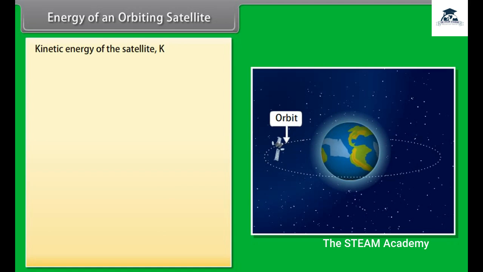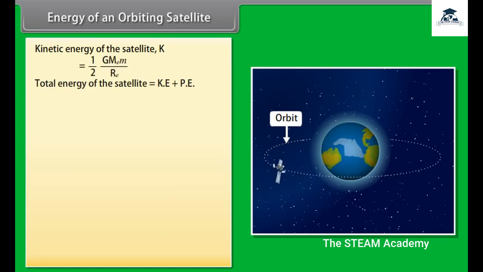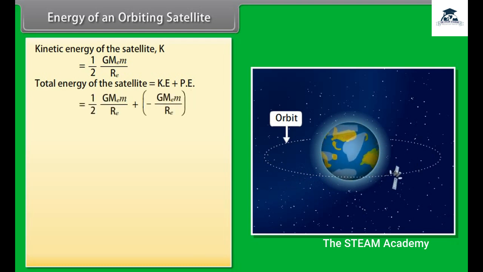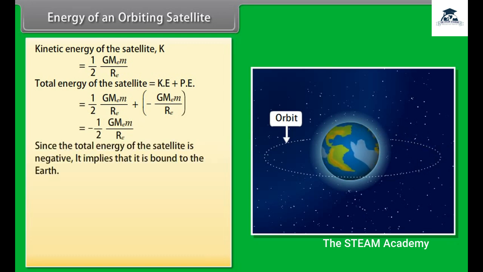Kinetic energy of the satellite K. Total energy of the satellite is equal to kinetic energy plus potential energy. On calculating, we get total energy is equal to minus 1 by 2 GMEM divided by RE. Since the total energy of the satellite is negative, it implies that it is bound to the Earth.